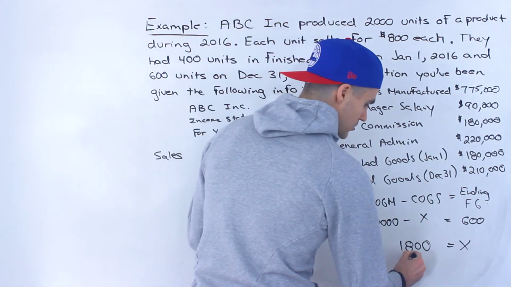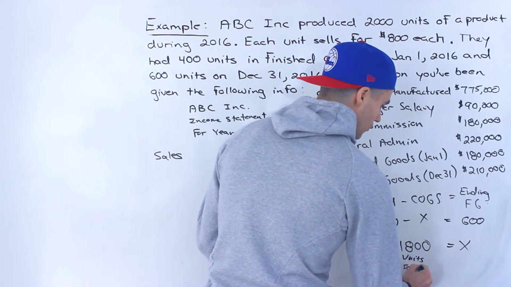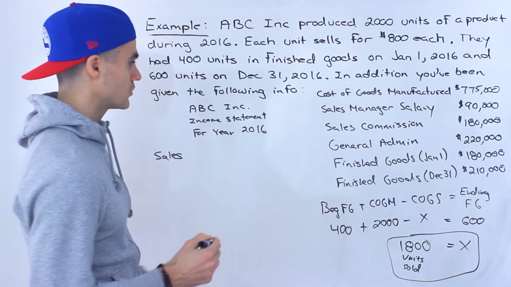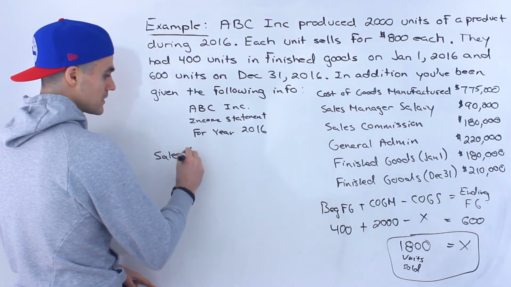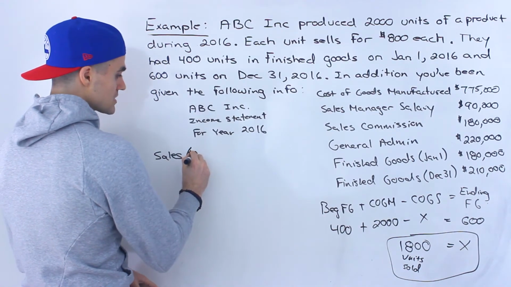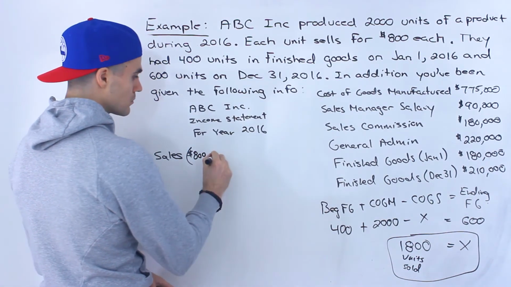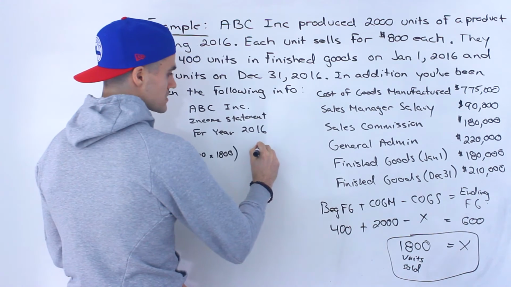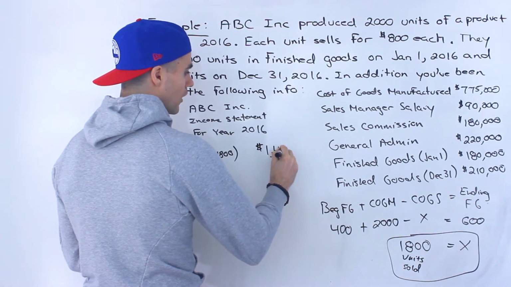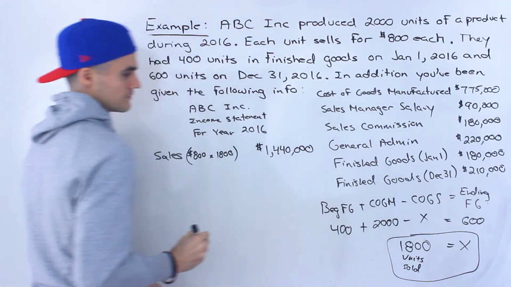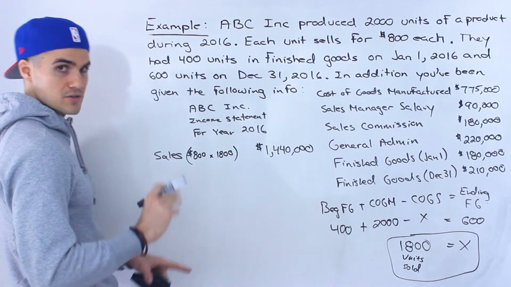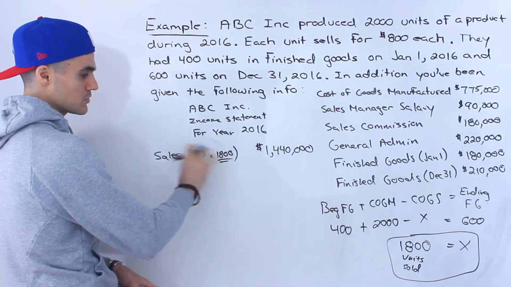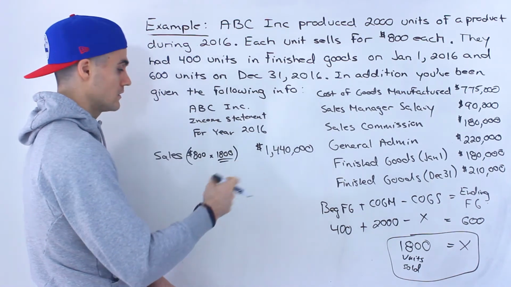So this here represents the units sold, right? There's 1,800 units sold in 2016. We had to calculate that on the side. And so now we can get the sales number because it's just basically how much each unit sells for, which is $800, times the number of units sold, which is 1,800, right? And then when we multiply these numbers, we would end up getting 1,440,000, like that. All right, so that was one of the tricks of this question, is we had to figure out that number. And then we use that number to figure out what the sales is, that first line on the income statement.